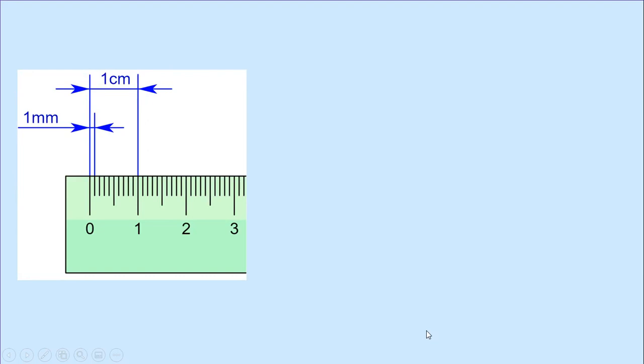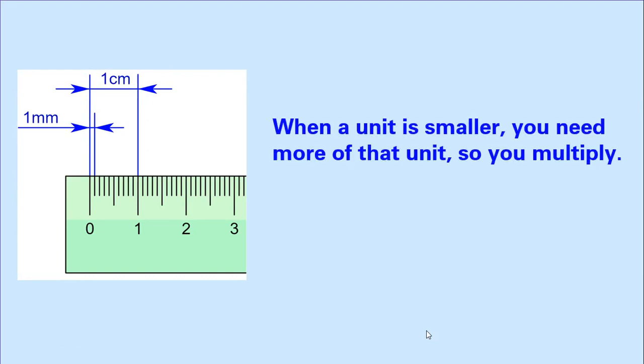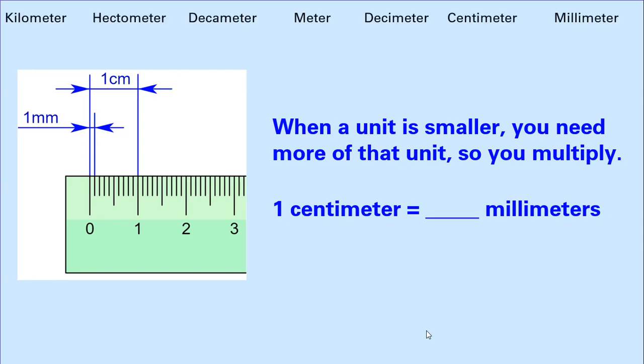Let's compare the size of millimeters and centimeters. When a unit is smaller, you need more of that unit, so you multiply. We have 1 centimeter, and we want to figure out how many millimeters that is. We can use our metric system at the top to help us. We're starting at centimeters, and we're going to millimeters. Millimeters are smaller, we need more of them, so that's why we're going to be multiplying. We're moving over 1 place value, so we're going to be multiplying by 10. 1 centimeter times 10 is 10 millimeters.